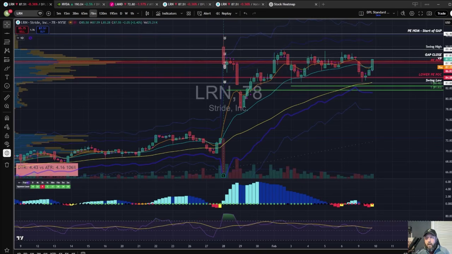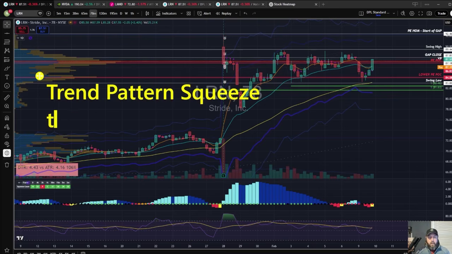Okay, so essentially the name of my setup, my bread and butter, is Trend Pattern Squeeze, right? And I affectionately call it TPS. So if I say, hey, I've got a TPS setup on a 78-minute chart or a TPS setup on a daily chart, everybody that I trade with understands immediately what that means.